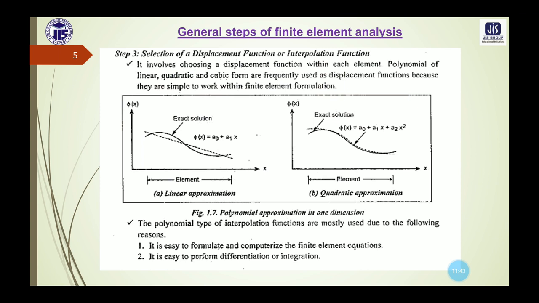Now in this diagram we can see the polynomial approximation in one dimension. These are given in figure A, which is the linear approximation, and figure B, which is the quadratic approximation. So you can see the deviation between the exact solution and the approximation.